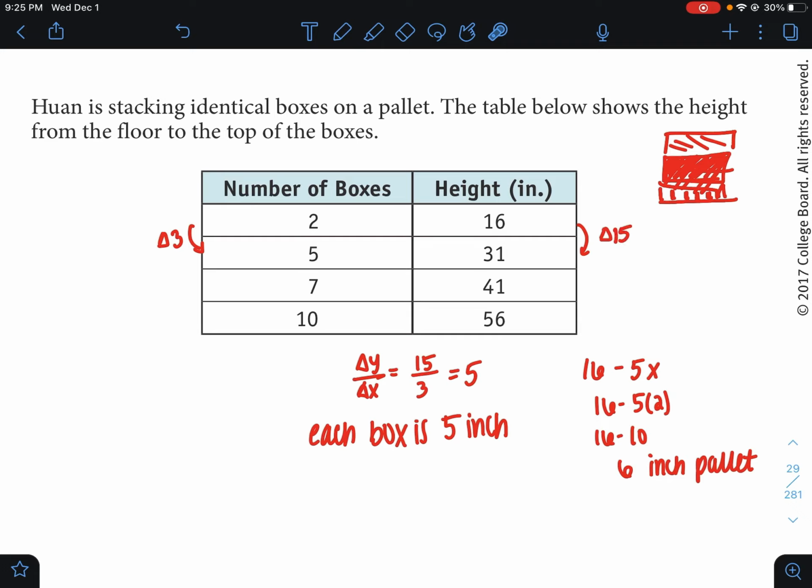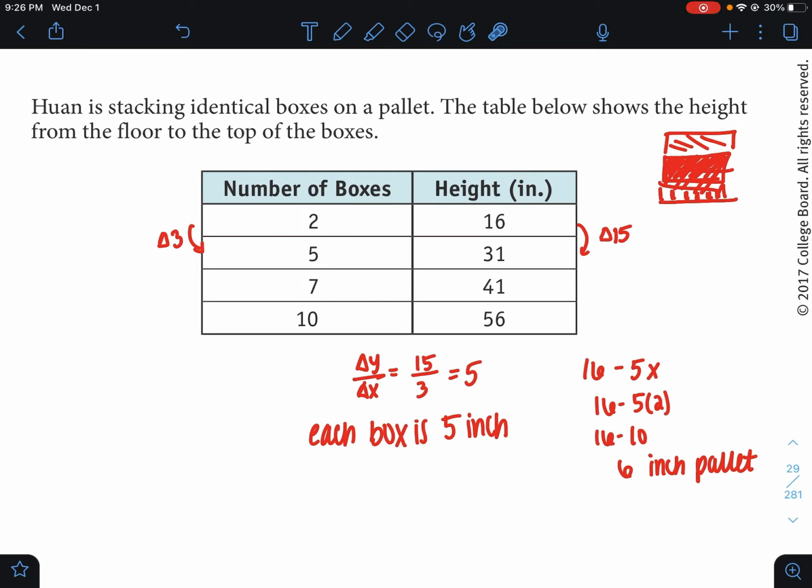So if I want to figure out the constant rate of change, or my slope, I'm talking about boxes, because that's what I'm adding. That's my change. I can figure it out by doing the change in y, which is my height, over the change in x, which is my number of boxes. So 15 over 3 gives me a value of 5. What does that mean in the context of this problem? That means that each box is actually 5 inches.